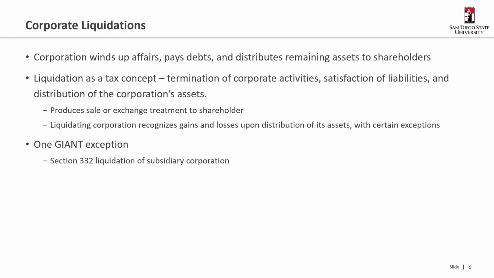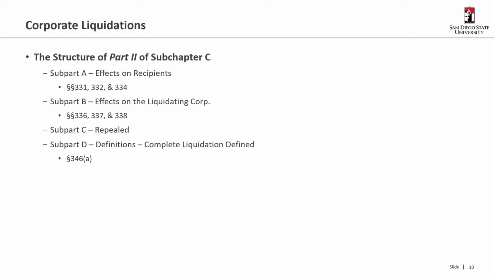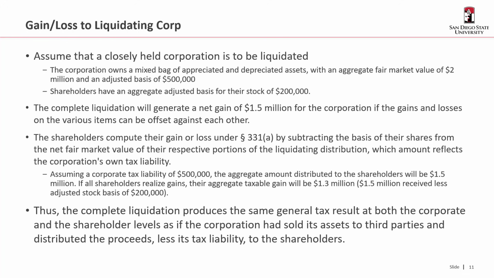One giant exception, however, that we deal with separately is a Section 332 liquidation of a subsidiary corporation. So this exception applies to a corporation liquidating a subsidiary. All right, so where are corporate liquidations covered? Largely subpart A of subchapter C, that's 331, 2, and 4, cover the effect on the recipients. Subpart B in 336, 337, and 338 take care of the liquidating corp. And then subpart D defines what a complete liquidation is.